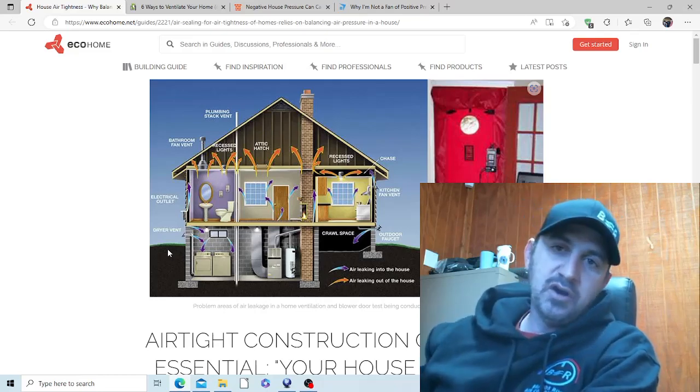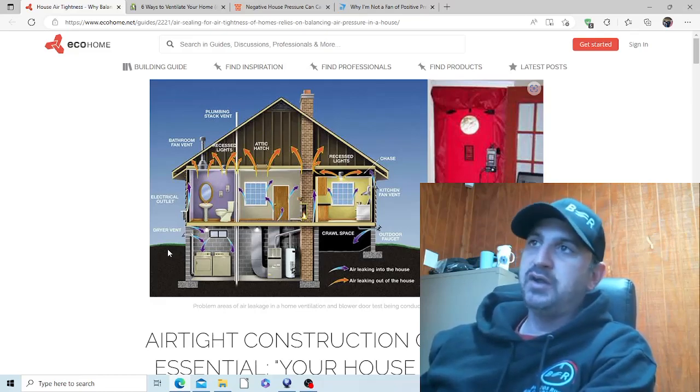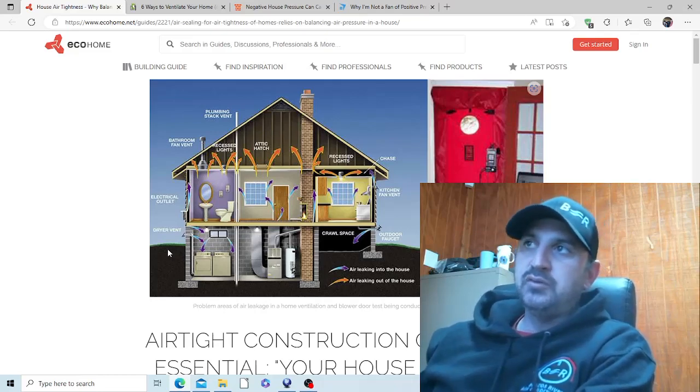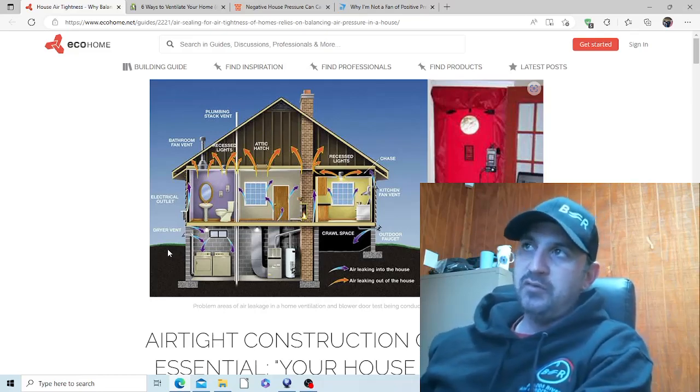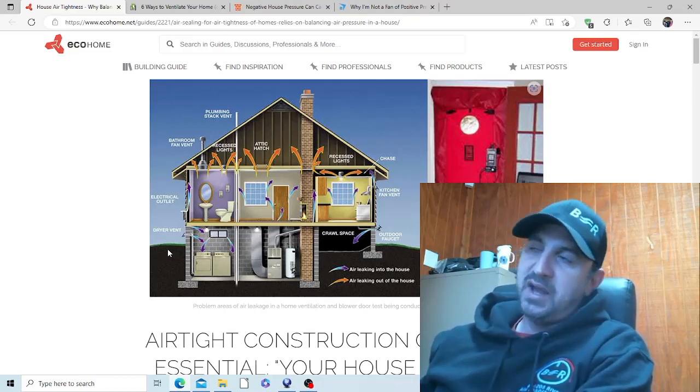You have this around all of your outlets, anywhere wires go out, anywhere plumbing vents go out, anywhere HVAC vents are going out, around windows, around doors. All of these places allow basically anywhere air can pass.